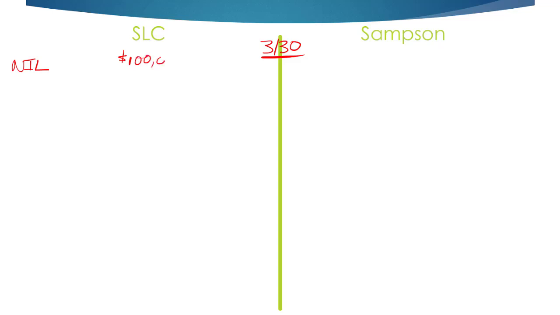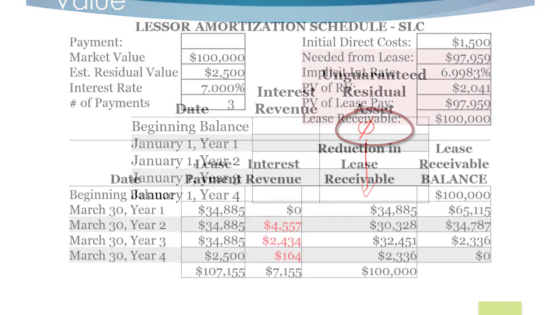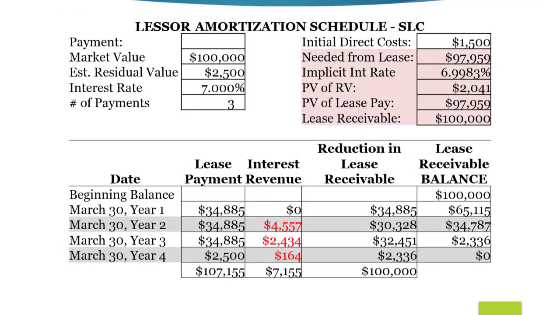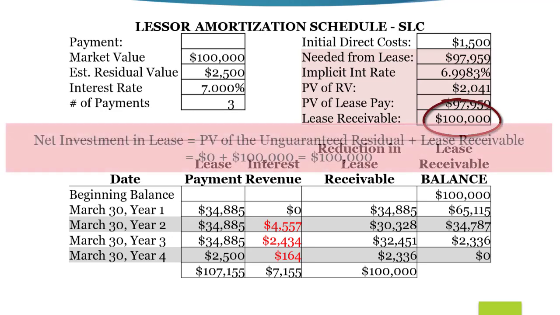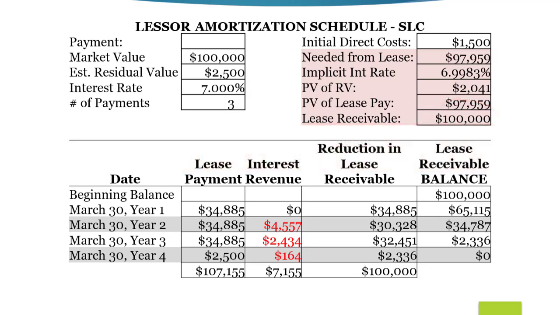If you remember, the calculation for this is the sum of the beginning value of our unguaranteed residual plus the lease receivable amount. So let's go back to our tables and take a look. Our unguaranteed residual amount was 0. That makes it really easy to add in. And our lease receivable is $100,000. So even I can do this without a 10 key. 100,000 plus 0, that's 100,000. So that's where that number came from.